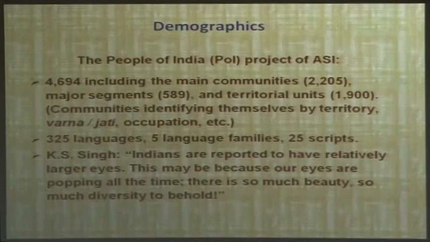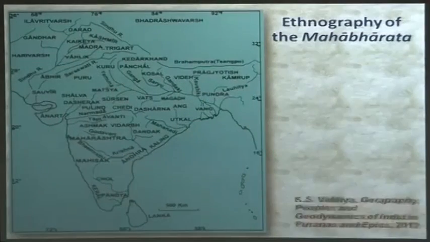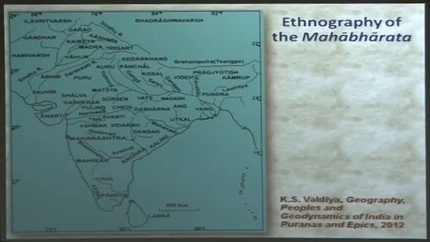And K. Singh, who passed away a few years ago and who was the Director General of the Anthropological Survey of India, wrote quite a few important books, and he has his own way of putting it across. He says, Indians are reported to have relatively larger eyes. This may be because our eyes are popping all the time. There is so much beauty, so much diversity to behold. So certainly this diversity is mind-boggling, but actually it was known in ancient times. And this is one example.